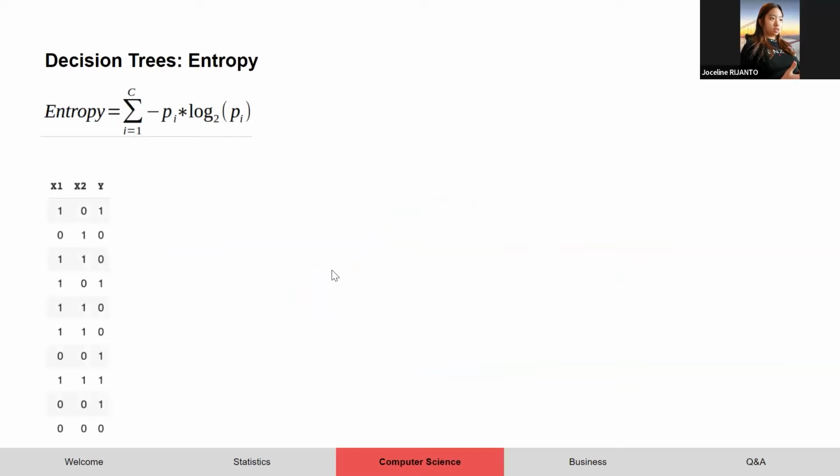All right, so we will be talking about entropy. Entropy is a measure of uncertainty or disorder in a set of data. Here we have 10 values where 5 values are y equals 1, and 5 values are y equals 0.